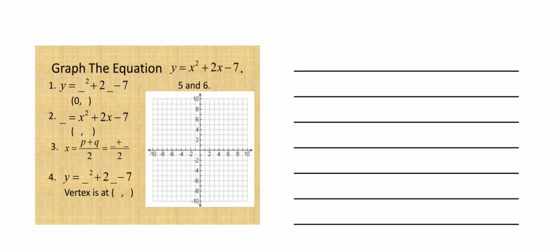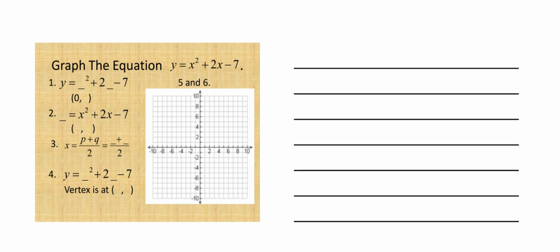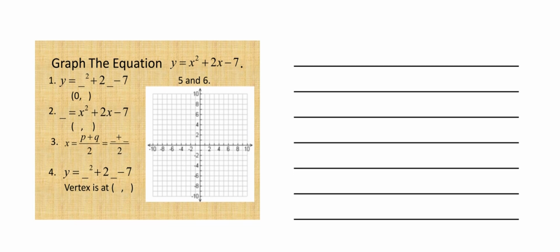Okay, let's try an example. In this case, we're going to try to graph the equation y equals x squared plus 2x minus 7. Our first step is to find the y-intercept, meaning we're substituting 0 for x in the equation y equals x squared plus 2x minus 7. I'll recopy my formula on the right side to make it a little easier to visualize.